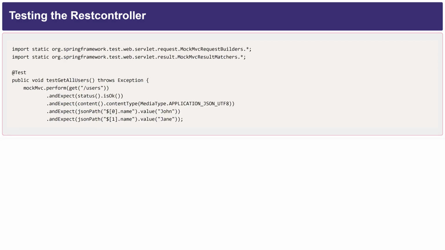In the second snippet, we define a test method named test_getAllUsers. We use the MockMvc object to perform an HTTP GET request to the users endpoint. We then use the andExpect method to verify that the response status code is 200 OK, and the content type is application/json. Finally, we use the jsonPath method to verify that the name of the first user is John, and the name of the second user is Jane.